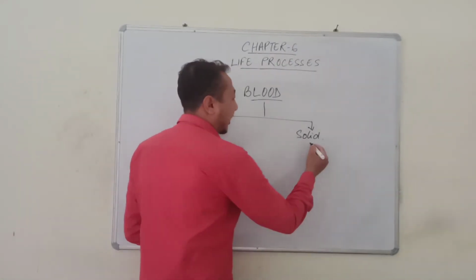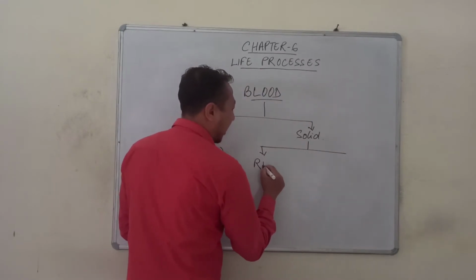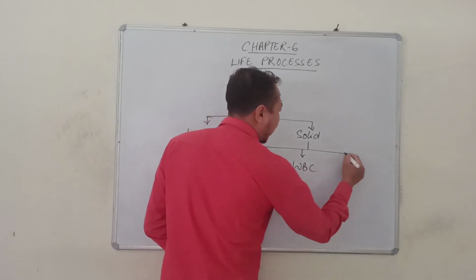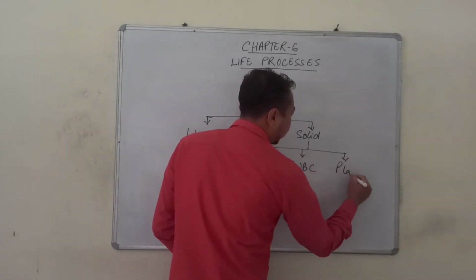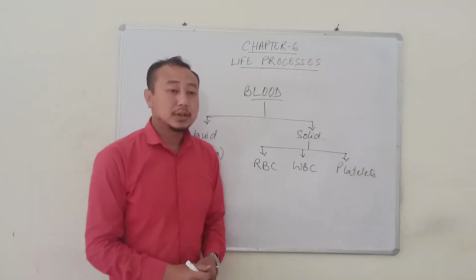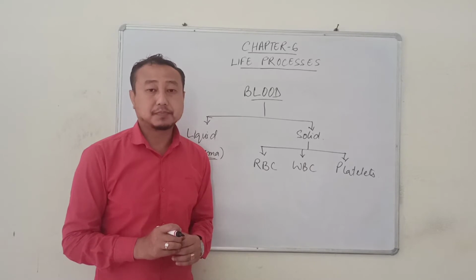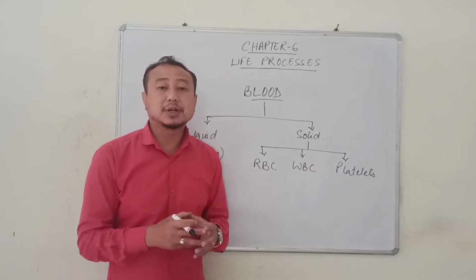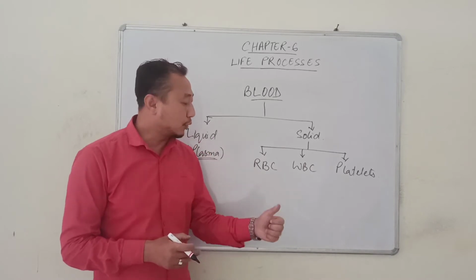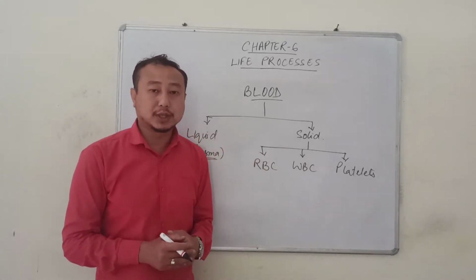The solid component is again further subdivided into three parts. One is RBC, second one is WBC, and the third one is platelets. RBC contains a red colored pigment known as hemoglobin. This hemoglobin has the ability to trap the oxygen. Because of this reason, the hemoglobin present in the RBC helps in the transportation of oxygen all over the body.